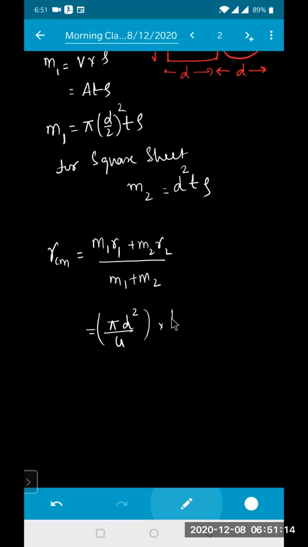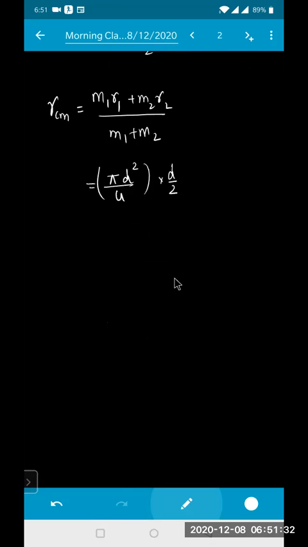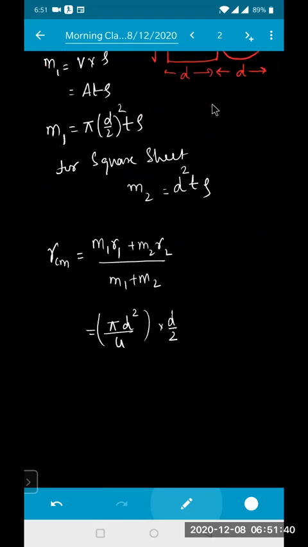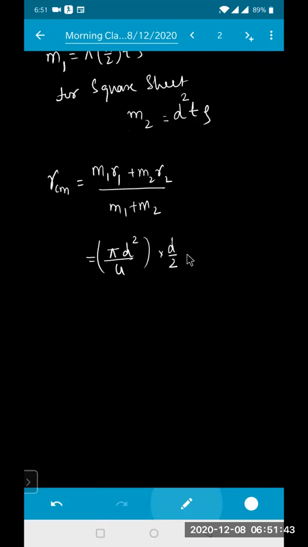R1 will be D by 2, the radius distance. This is the mass; thickness and rho will get cancelled, so I'm not writing those terms, because t and rho are common for both M1 and M2. R1 is D by 2, this one is R1 and this one is R2. R2 will be negative, because it is on the negative side. So this is D square into D by 2, with a minus sign, divided by the total mass.